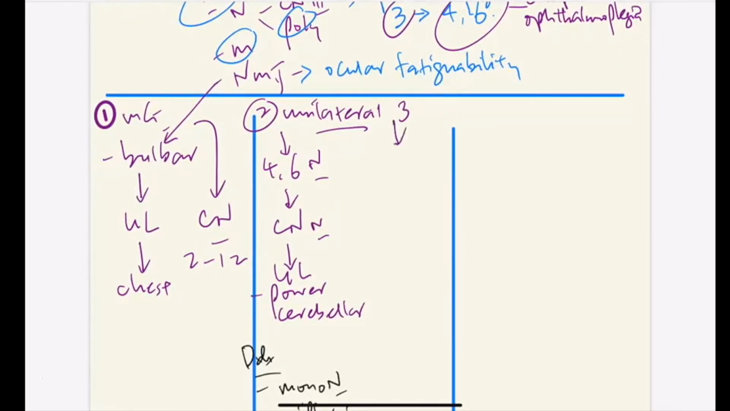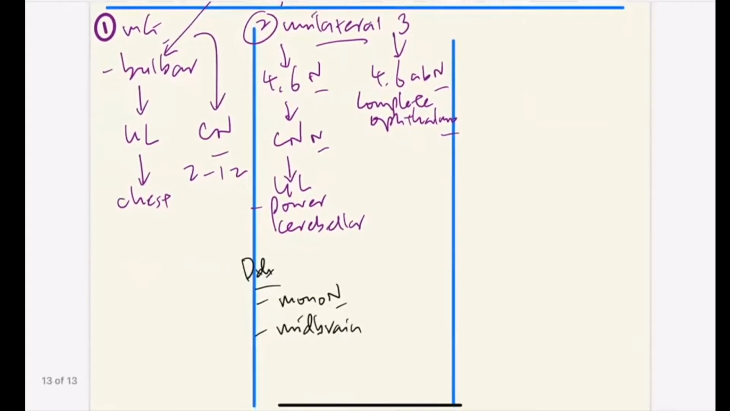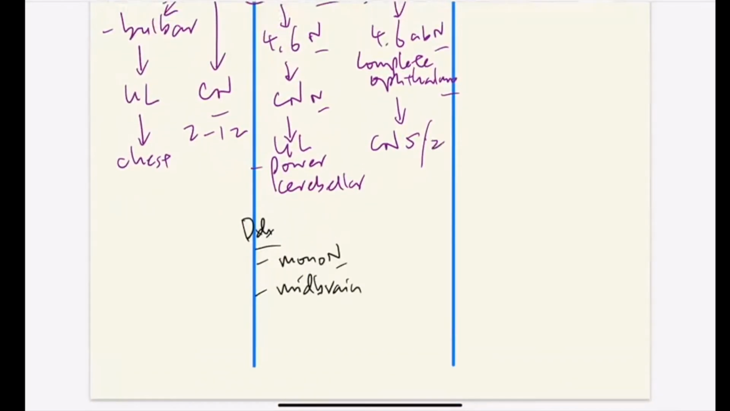However, if the 4th and 6th nerves are abnormal, then our diagnosis will be a complete ophthalmoplegia. Then we should examine further for other cranial nerves, mainly the 5th nerve, the 2nd nerve, and the 7th nerve.